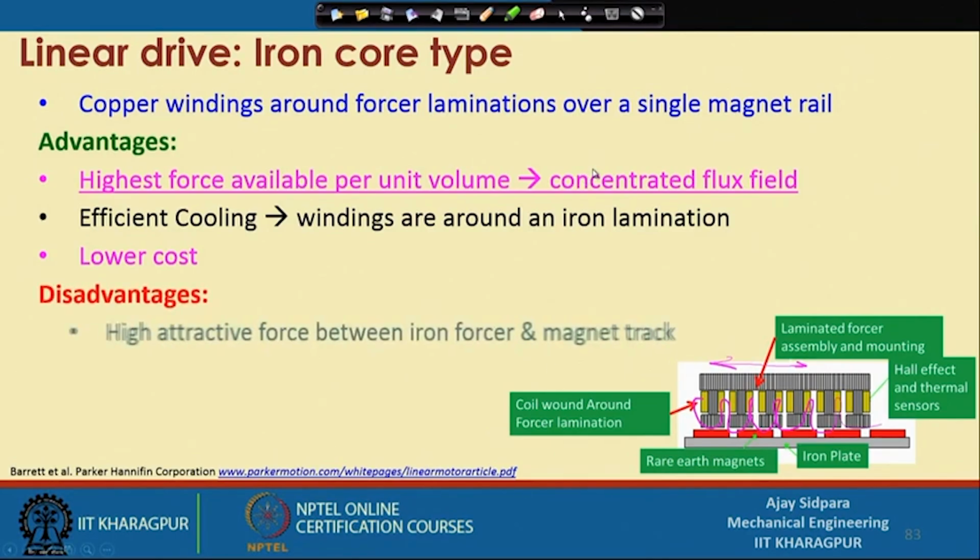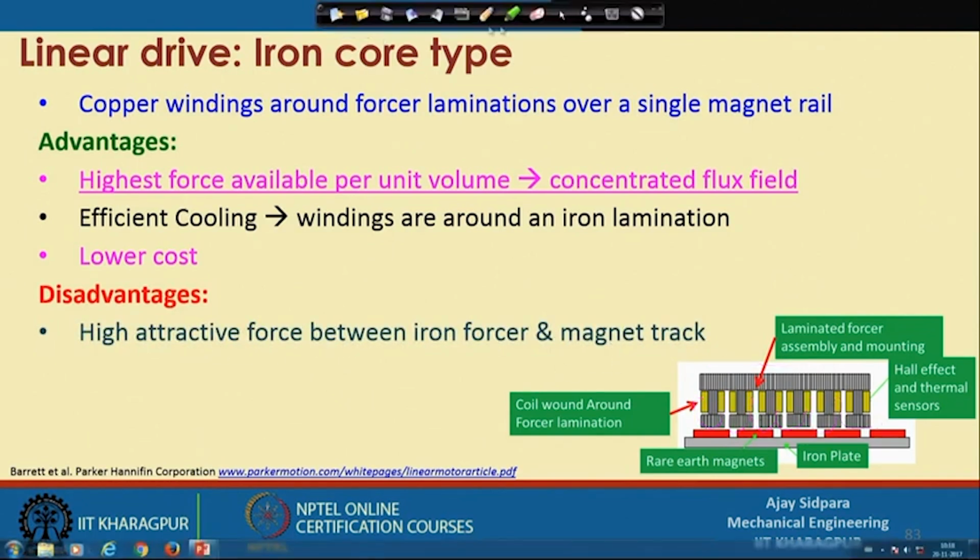But what are the disadvantages here? One disadvantage is the high attractive force between the iron forcer and the magnet track. These are the series of magnets attached here, and our forcer is made of iron. That is the big problem, right. The iron is very close to this particular magnet.